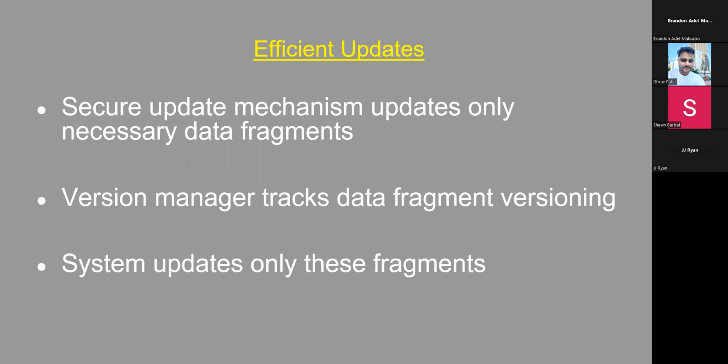Silverline provides efficient updates by adding a secure update mechanism that updates only the necessary data fragments. The system uses a version manager to keep track of different versions of the data fragments, and when an update is required, the system updates only the necessary fragments and creates a new version of the data set. Now we'll hand over to Drew to discuss the details of key management.